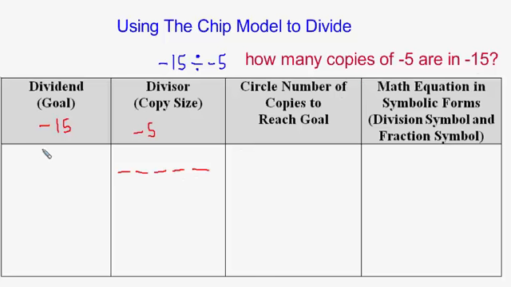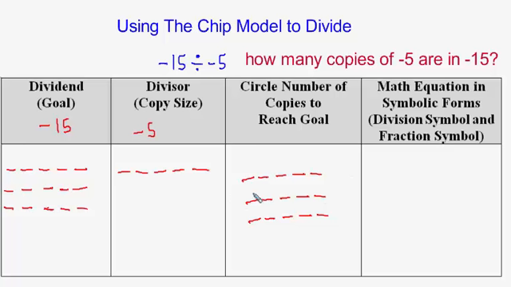So I need to count 15 negative chips, but since my copy size is negative 5, I will organize my 15 negative chips in rows of 5. So here would be 1, 2, 3, 4, 5 negative chips. I'll put another 5, 6, 7, 8, 9, 10, and then another 5 makes 11, 12, 13, 14, 15. Now what I need to do is take those 15 chips, which I arranged into rows of 5 negative chips, and circle the number of copies it took to reach my goal.